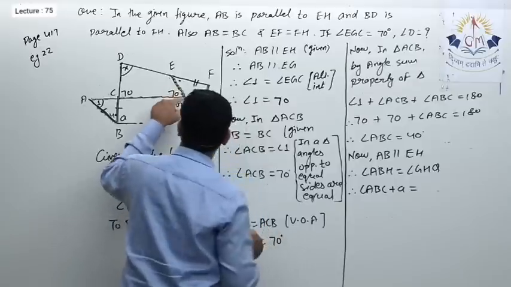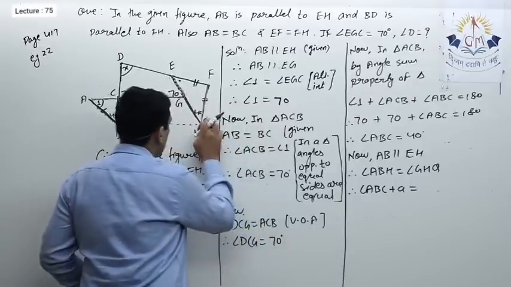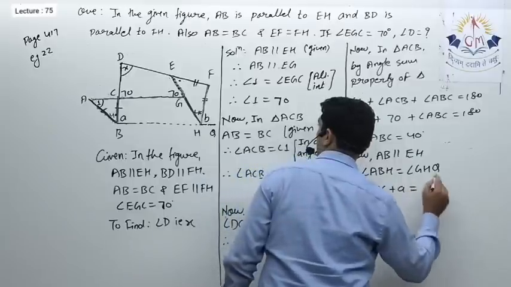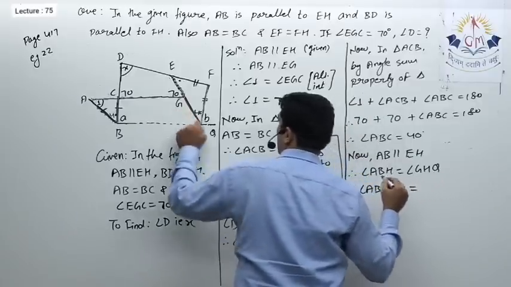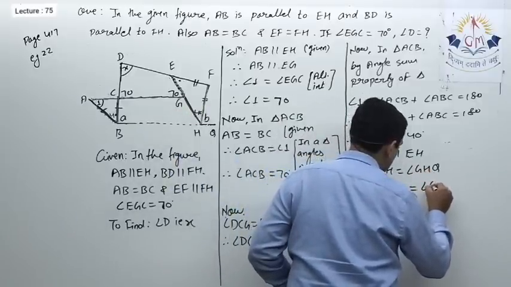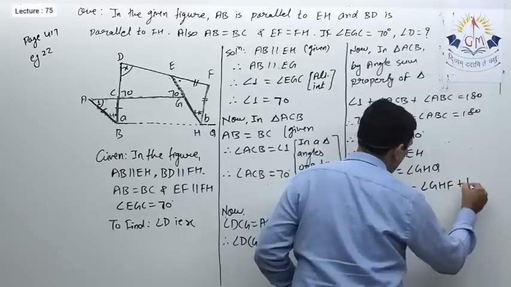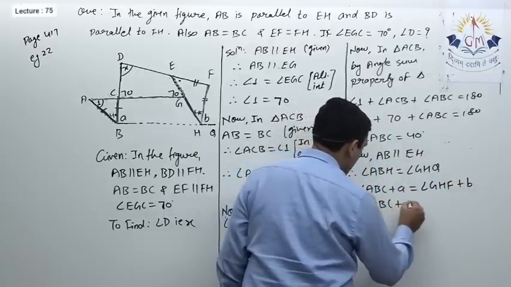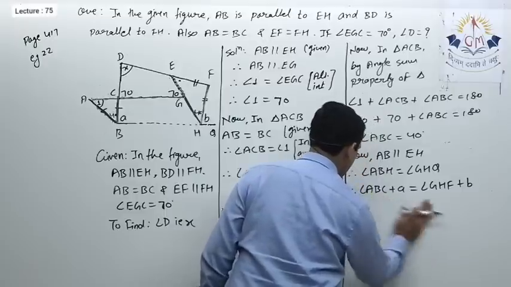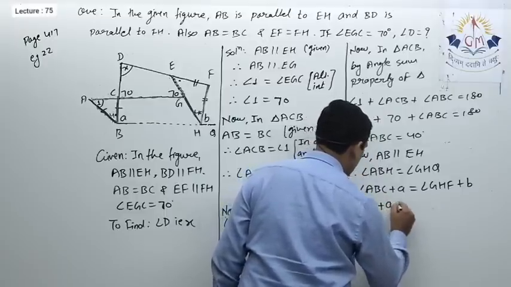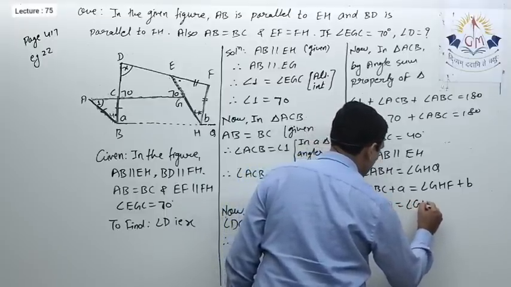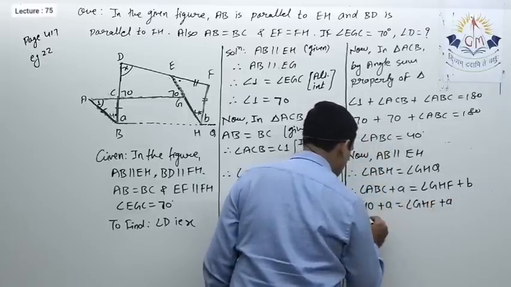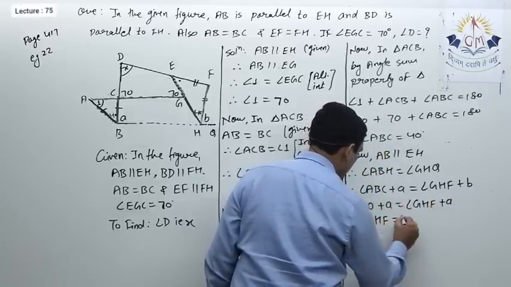Now GHQ, I am writing it B. Angle GHF, angle GHF plus B. Okay, therefore angle ABC plus A, therefore 40 plus A is equal to angle GHF plus A, therefore angle GHF is equal to 40.